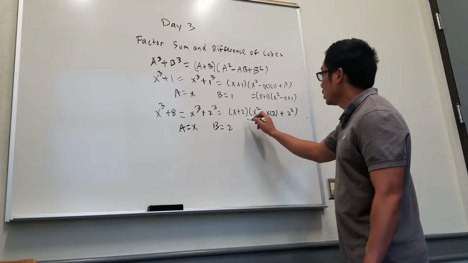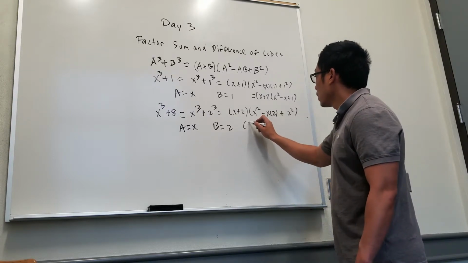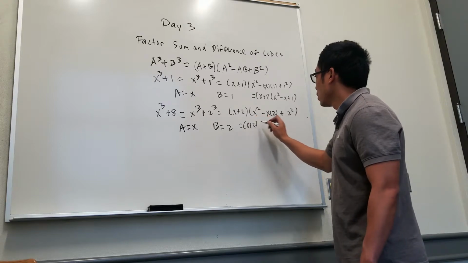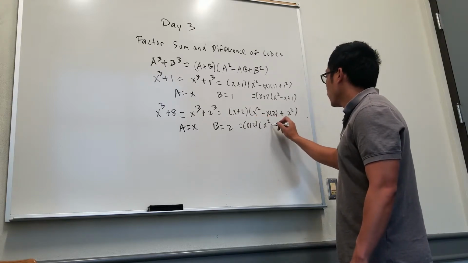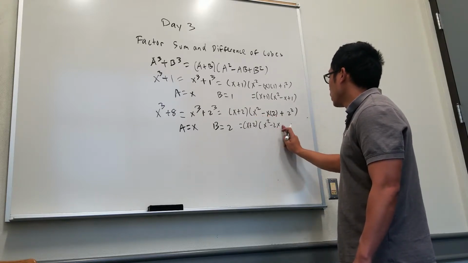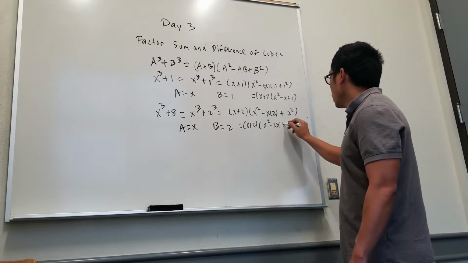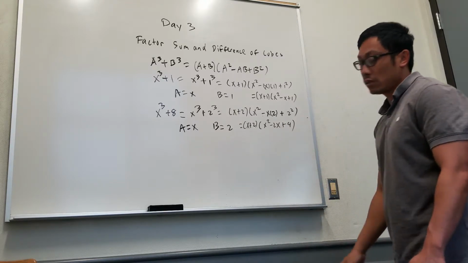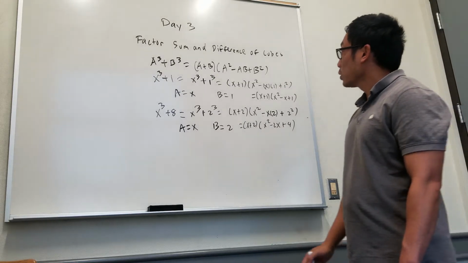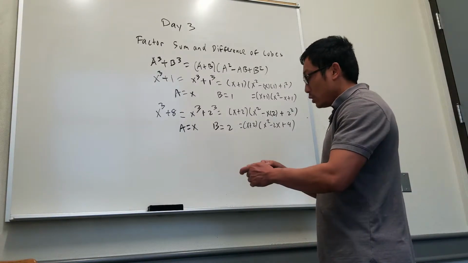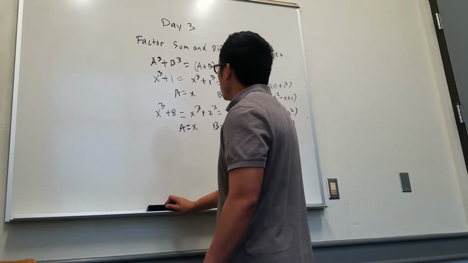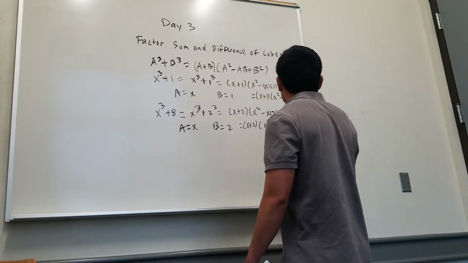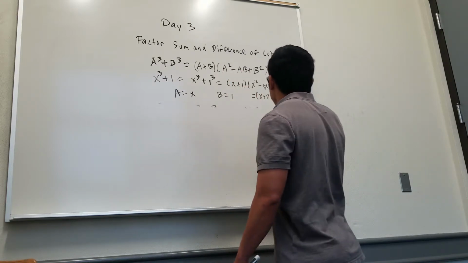I notice here I can still simplify. You have x plus 2 times x squared, and I can put the coefficient in the front because that's what you usually have, the coefficient in front, plus 4. That's it. So we just factored a sum of cubes. So let's do the difference of cubes. What do you think the difference is between the sum and the difference?